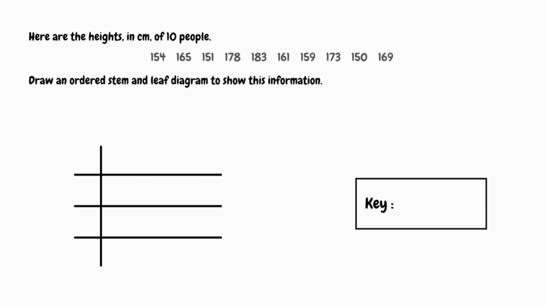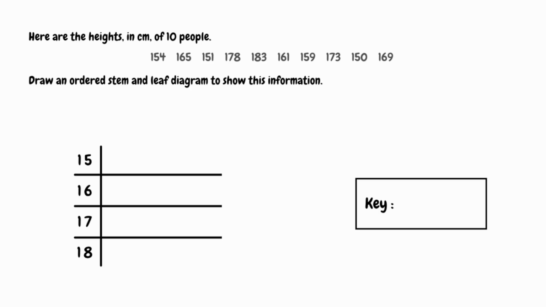So the first digits that appear in the number 150, except the last, are 1 and 5. So I'd have 15 on the stem side for the first row. And then for the last row, my largest number is 183. So all the digits in that number, except the last one, would be 1 and 8. So that would be my number on the stem side for the last row. So going in order, we'd have 15, 16, 17, and 18 on the stem side.